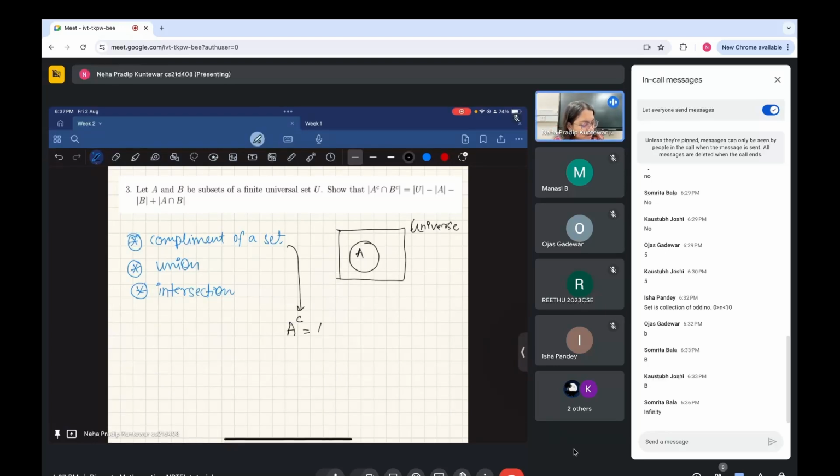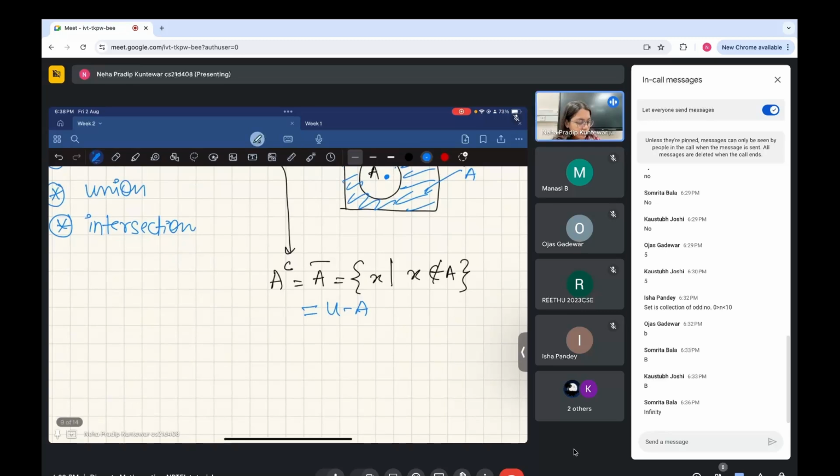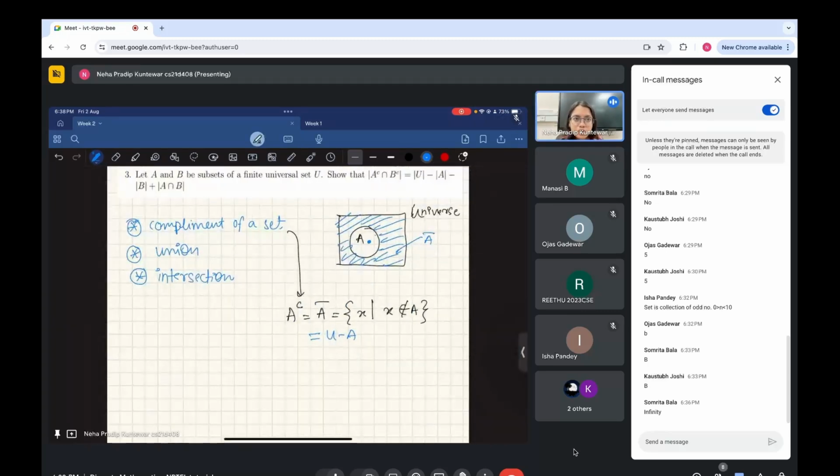This is the set of all elements that are not in A. If I try to draw this, let's say this is an element which is in A, then it wouldn't belong to the A complement. And let's say this shaded area is the set of all elements that are outside A, and this is precisely what A bar would look like. It's basically everything outside A, and you can also denote this as U minus A. So is this okay? Yeah, okay, good.